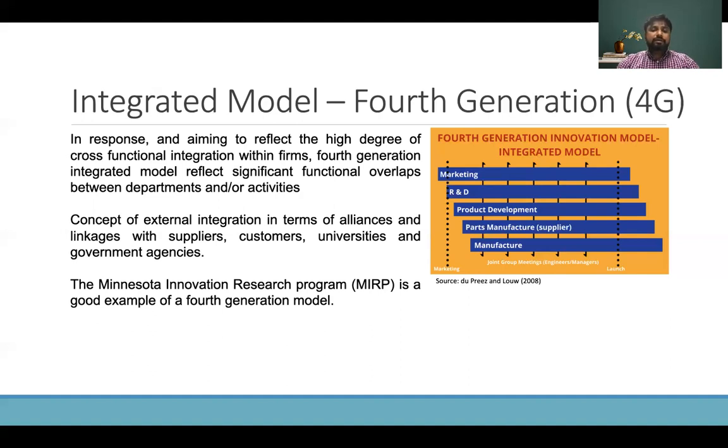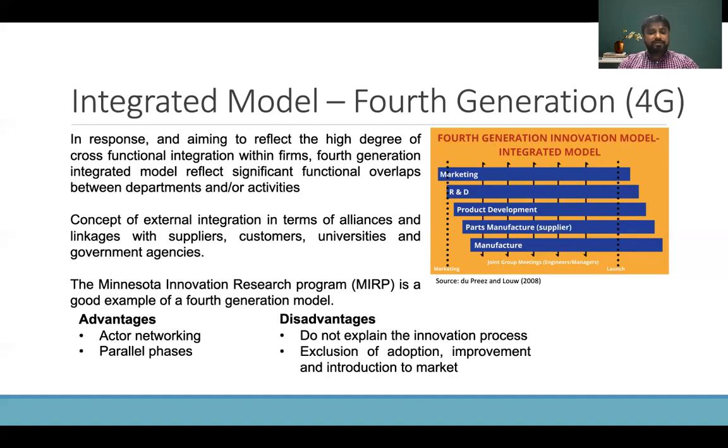The famous example for such a model is the Minnesota Innovation Research Program, and the fourth generation model is also called MIRP. The advantage is obviously that it enabled networking between different bodies externally, and the parallel phases, because they help to start the parallel phases rather than one being complete and then you can start. The disadvantage is that the model doesn't include any innovation process, and they also exclude the adoption, improvement, and introduction to market approaches.